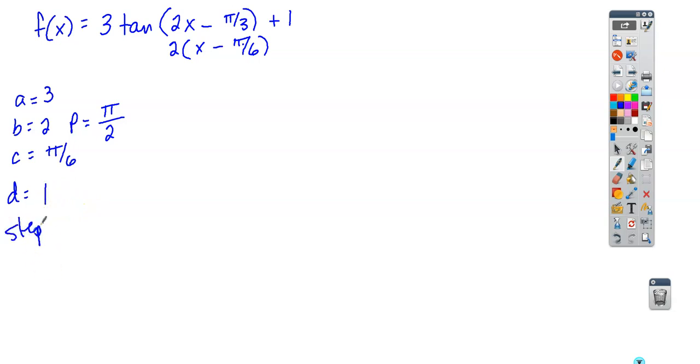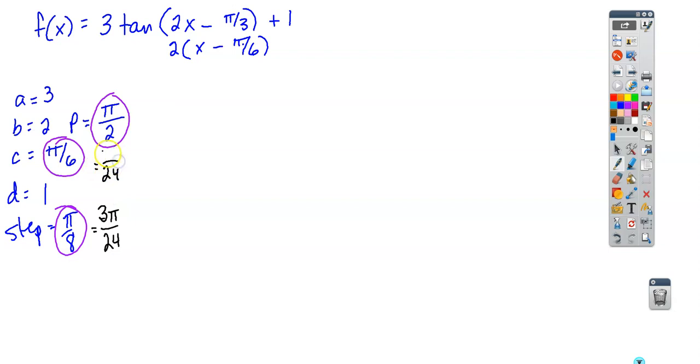My step, which is still important, is a fourth of my period. Ooh, I guess this one isn't nice. A fourth of my period would be pi over 8. So these guys all need to match. So again, I think the easiest thing that they go into is 24. Sorry about that. So this would be 3 pi over 24. My phase shift is 4 pi over 24, and my period is 12 pi over 24.